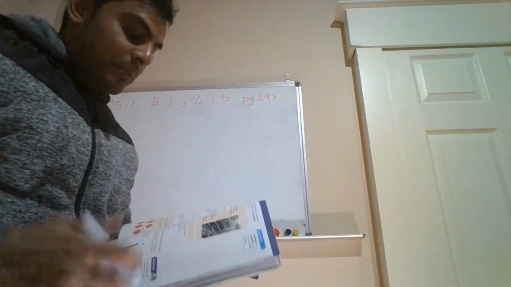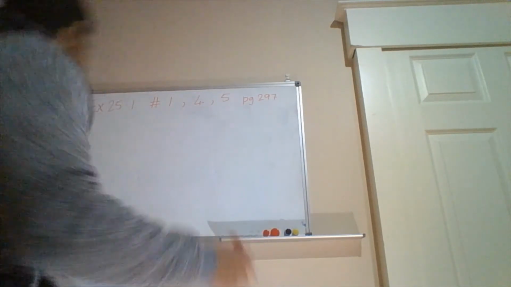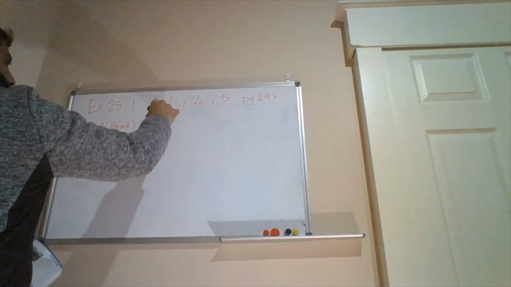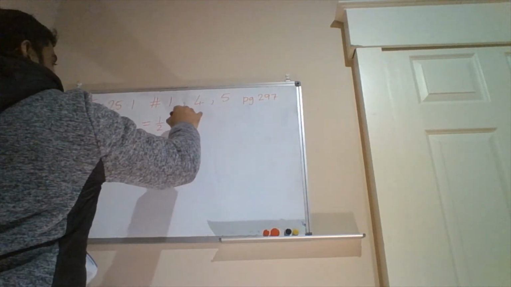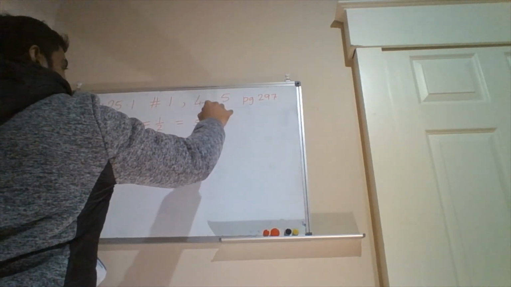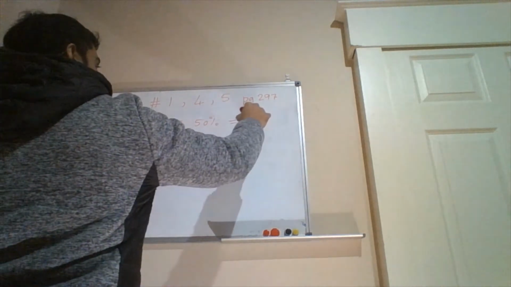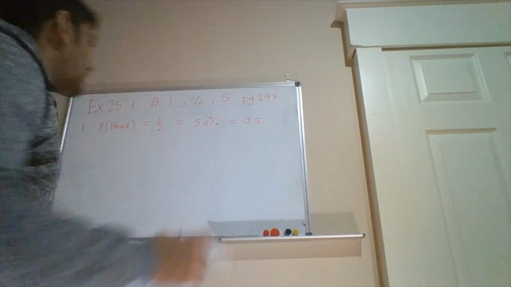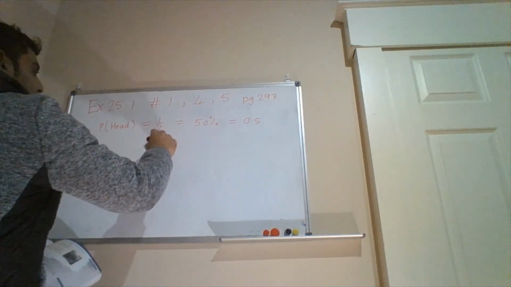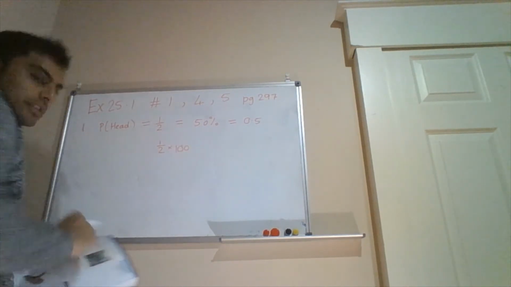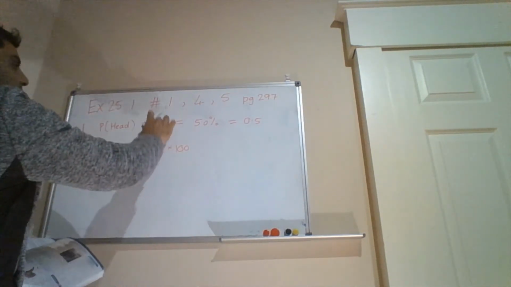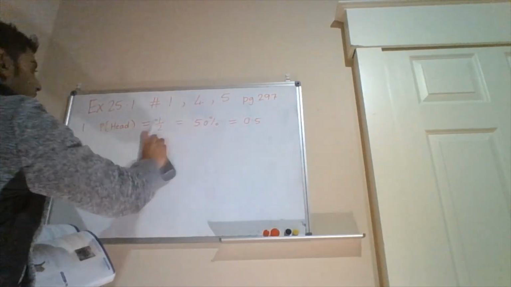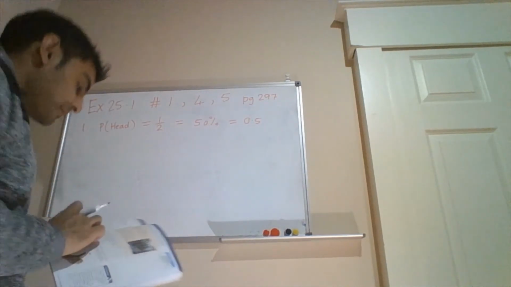1a is asking for the probability of getting a head if you toss a fair coin. We know that as a fraction it's equal to a half, and that is the same as 50%. As a decimal fraction, it's 0.5. Just to refresh, how do we work out percentages from the fractions? We just take the fraction and times it by 100. To get the decimals, we just plug this into the calculator and it should give us this number in decimals. Let's go on to the next part.